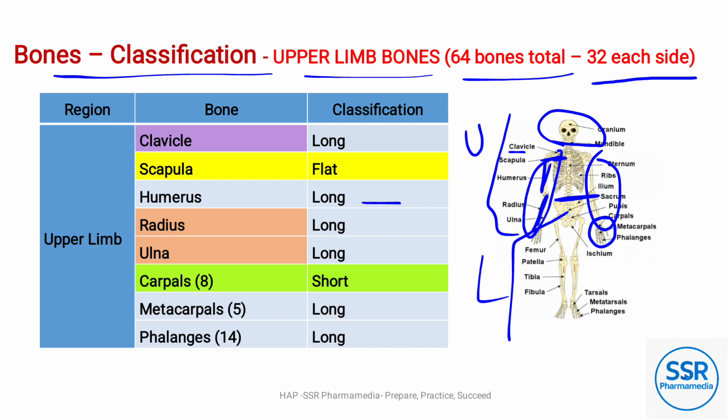Phalanges are 14 bones, present in this area. These are all called long bones. Long bones are those containing two extremities, an upper and a lower extremity. Those bones are called long bones.